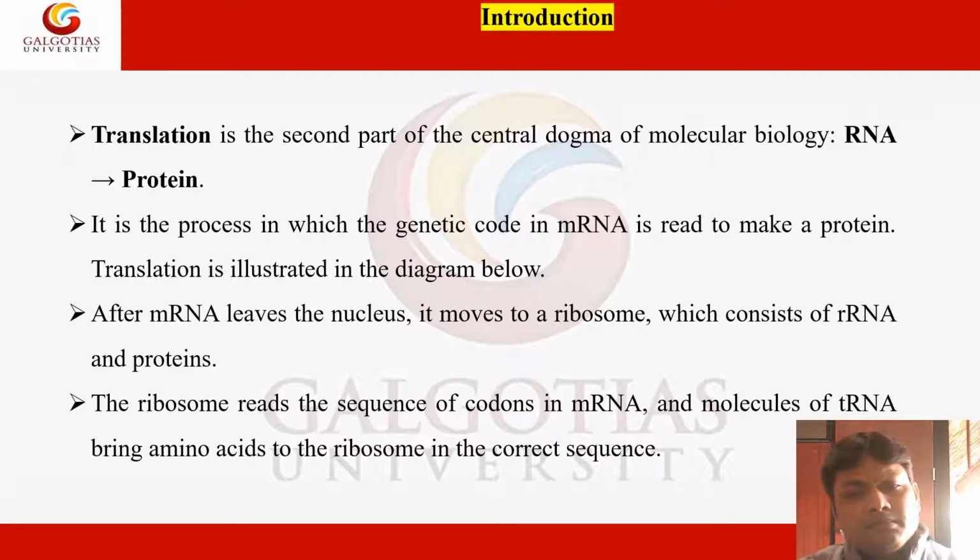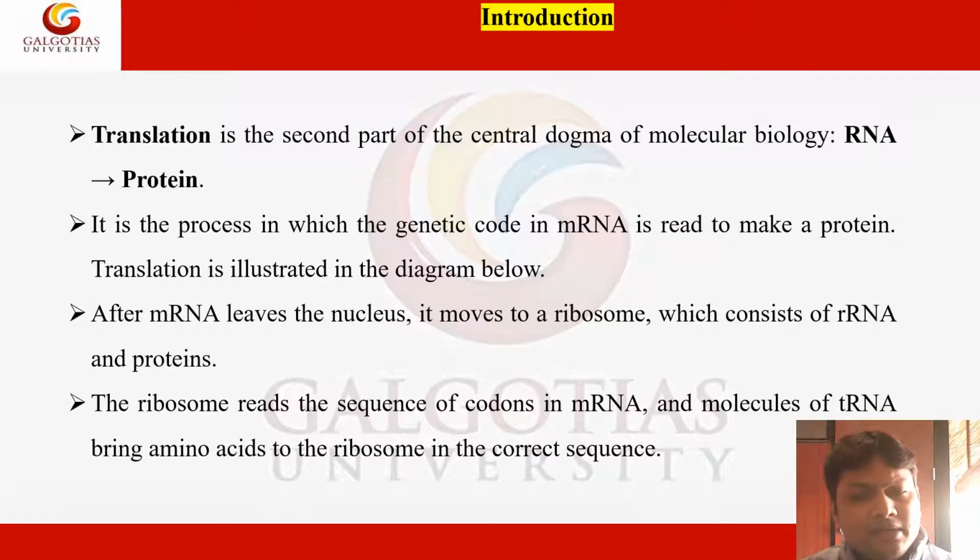This is the second part of the central dogma of molecular biology, in which the RNA forms the proteins with the help of different enzymes and factors. This is the process in which the genetic code in the mRNA is read to make the proteins, and this whole mechanism is explained in the figure in the next slides.